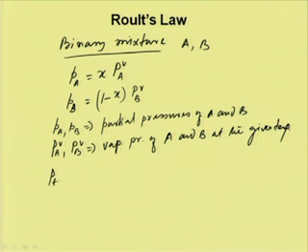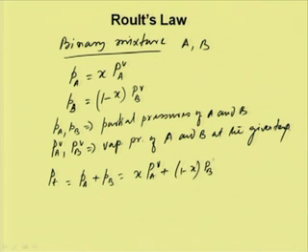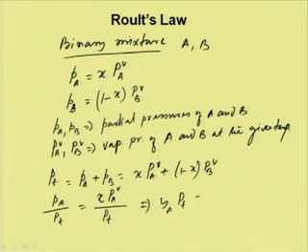We can write P T is equal to P A plus P B, which is x P A V plus 1 minus x P B V. So, this will give P A by P T equal to x P A V by P T, or we can write y A P T is equal to x P A V. These equations can be used to calculate the vapor liquid equilibrium data for an ideal binary mixture.